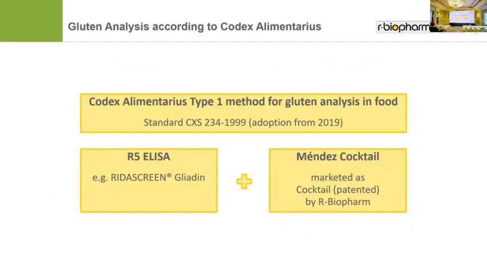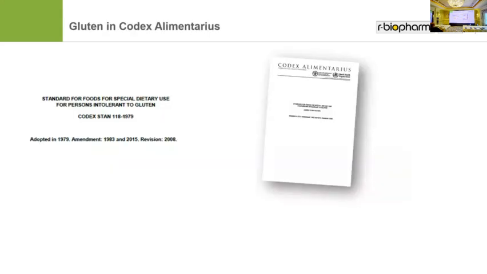So the meaning of these first slides is the explanation that the Codex Alimentarius type 1 method is not only an ELISA, it's a combination of an R5 ELISA, for example the RIDASCREEN Gliadin ELISA from R-Biopharm, and the Méndez cocktail, which is marketed by R-Biopharm as the so-called patented cocktail. Hence we find in the Codex Alimentarius a combination of two standards.